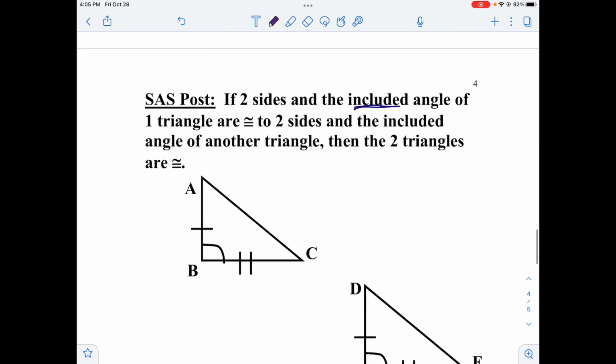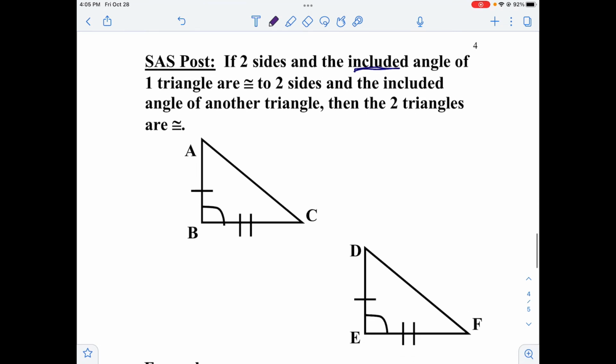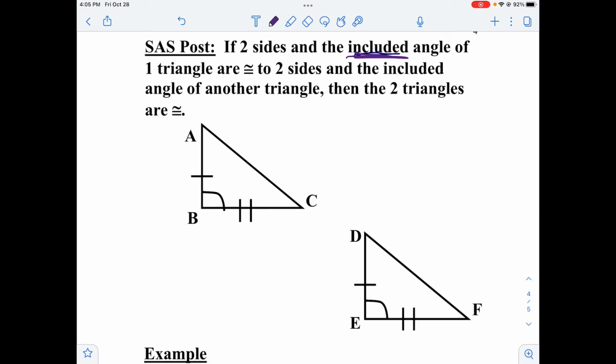Let's talk about the other postulate, which is side, angle, side. It says if 2 sides and the included angle of one triangle are congruent to 2 sides and the included angle of another triangle, then the 2 triangles are congruent. Included is important. That is your postulate, that is your law. So we can look here, we can see ABC is congruent to DEF. And we can think about the angles that they share. It's right in between the two sides.